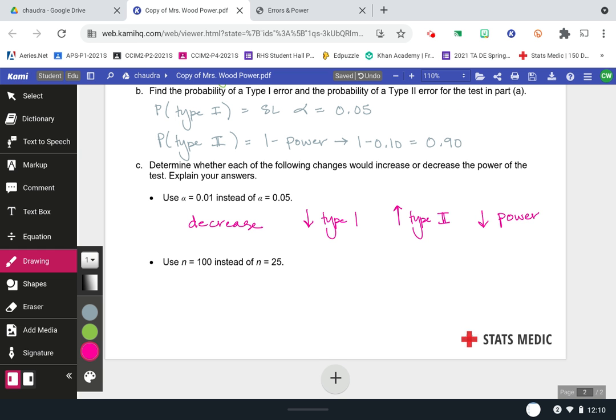Okay. Sample size, same idea. If you increased the sample size, that should also, in effect, increase the power. So increasing n increases the power of your test. Okay? More likely to make a good decision.